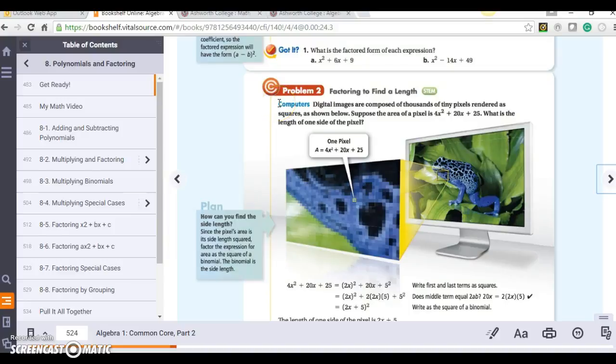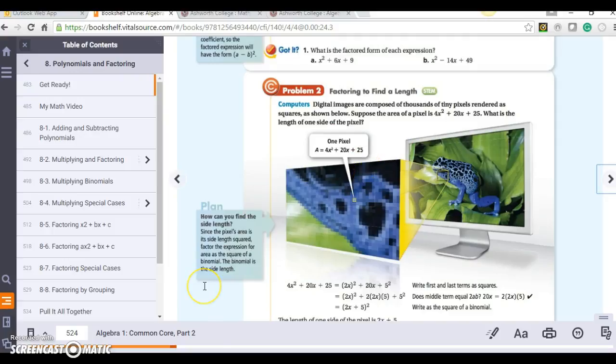Okay, we're looking at problem number 2, factoring to find the length. Computers, digital images are composed of thousands of tiny pixels rendered as squares as shown below. Suppose the area of a pixel is 4x squared plus 20x plus 25. What is the length of one side of the pixel?